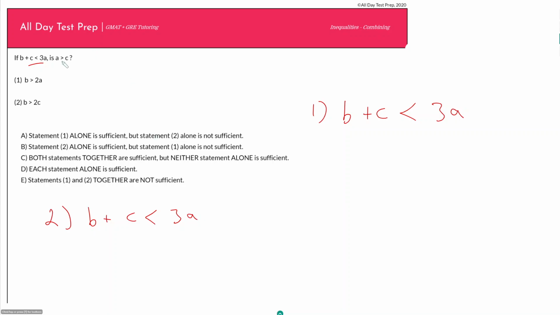So if they're asking us, is a greater than c, but really, if they're just asking us about a and c, it doesn't even really matter that they're asking is a greater than c. What that means is I want to get rid of this b. And so that is my goal when I'm combining my inequalities. I want my b to cancel out. So statement 1 tells us then b is greater than 2a.